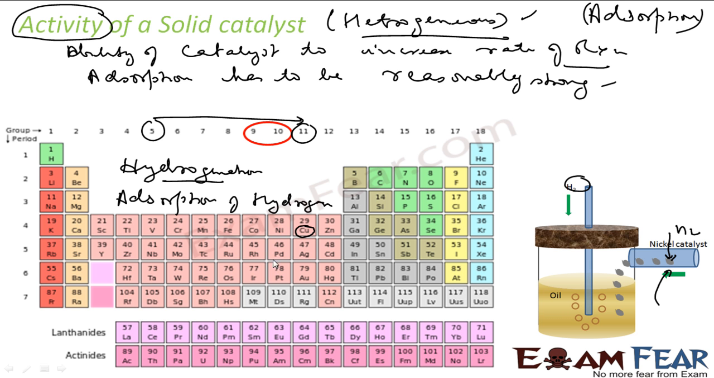And that's why we see platinum is here, nickel is here. Palladium is also used. Cobalt is also used. So most of the catalysts we use in our labs are part of groups 9 and 10 only. Groups 9 and 10 show the maximum activity. I'm talking about hydrogenation, which means I'm talking about adsorption of hydrogen. Correct?